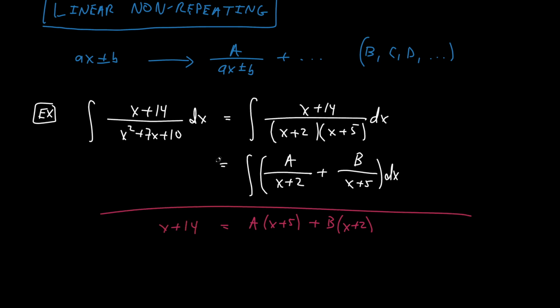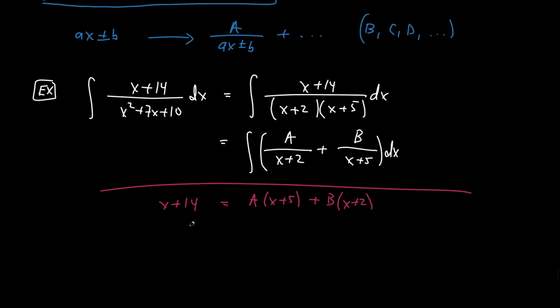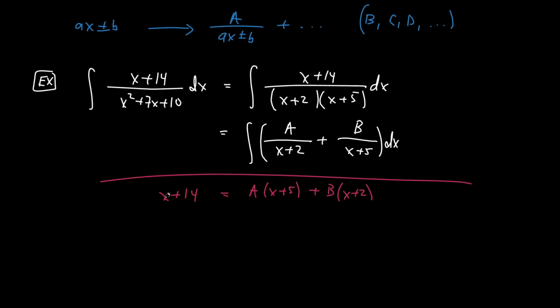Remember, this is an aside. This is not part of the integral process, so this is not showing the same flow, right? So if this is true, if x plus 14 is equal to a times x plus 5 plus b times x plus 2, we're going to go ahead and solve a and b. I'm going to use the Heaviside cover-up method. Again, what we should have noticed by now is that this is a little bit quicker, especially for, like I said, the linear terms. So these are linear terms.